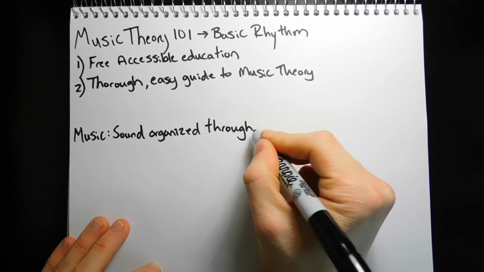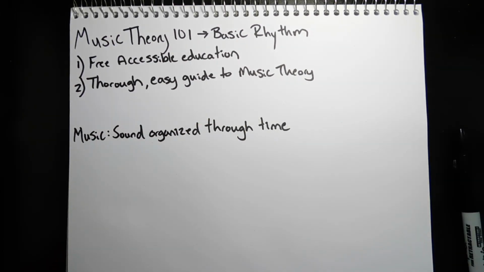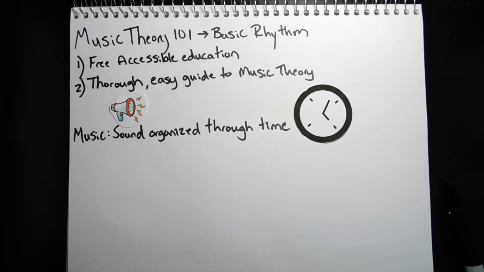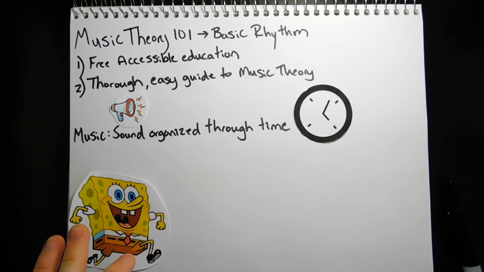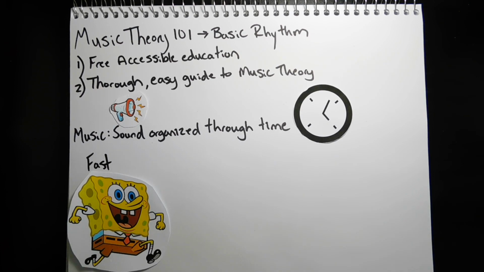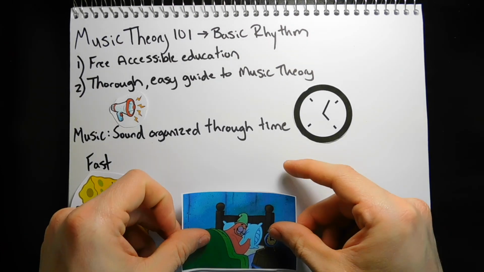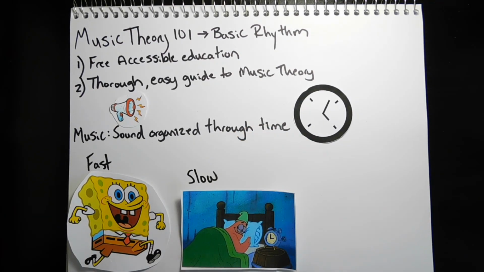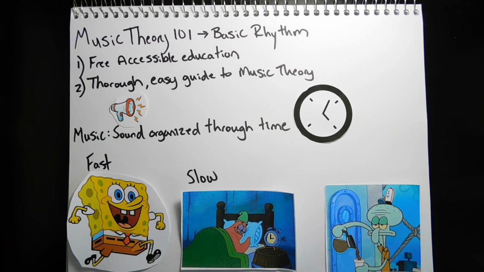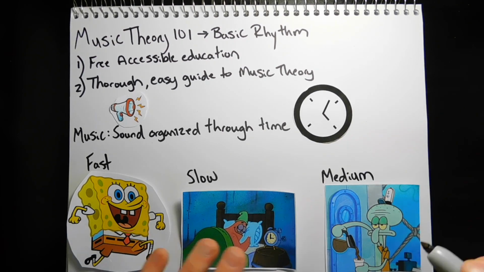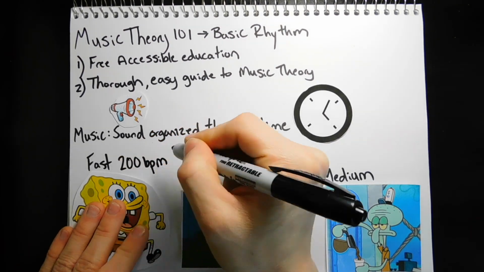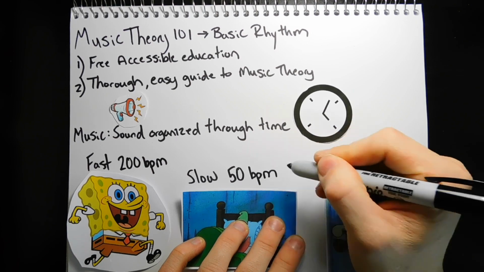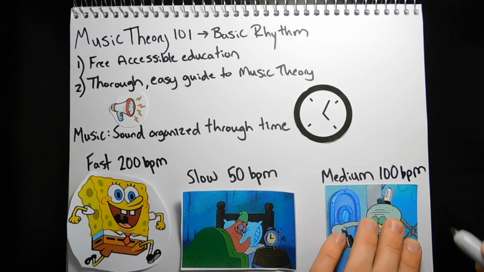Today, we'll be discussing the basics of rhythmic construction in Western music. Music is not only an art form of sound, it is also of time. Western music is organized through an underlying system of rhythmic pulses. These rhythmic pulses can be fast, slow, or somewhere in between. But they are always constant. The speed of these pulses is known as the tempo, or beats per minute, BPM for short.